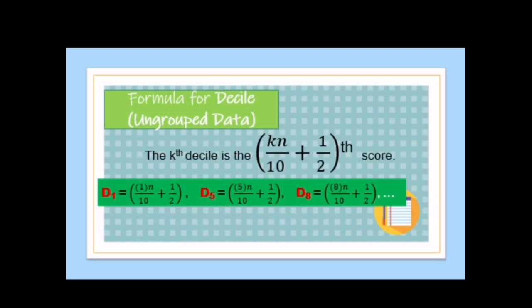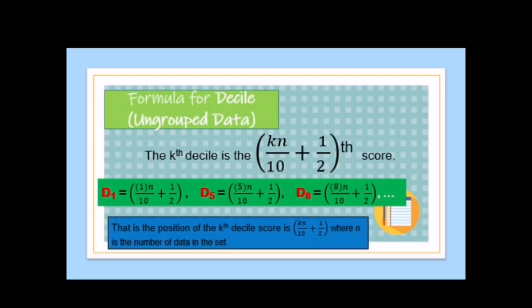If we're going to find decile 1, that will be equal to 1 times n over 10 plus 1 half. For decile 5, 5 times n over 10 plus 1 half. For decile 8, 8 times n over 10 plus 1 half. That is the position of the k-th decile score, where n is the number of data in the set. So that will be the formula for the decile.